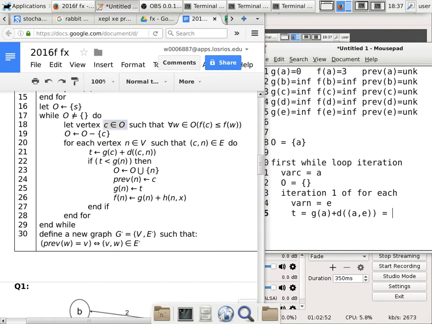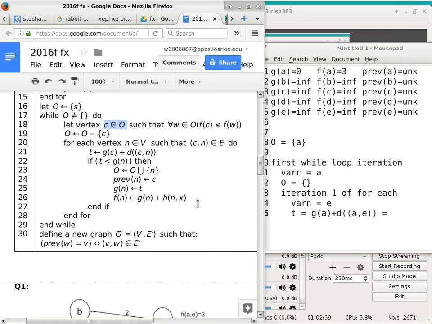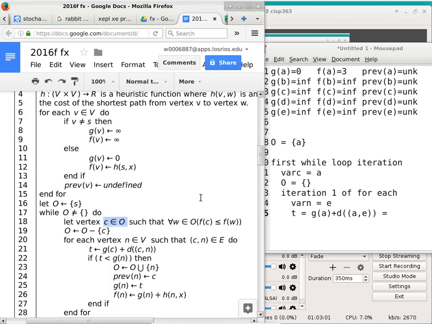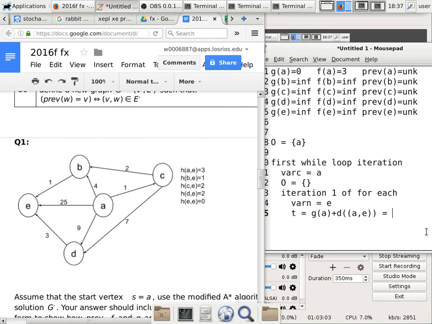G of A is 0. And the edge, we just saw the edge. What is the cost of the edge AE? 25. Okay, so what is 3 plus 25? Oh, 0 plus 25, sorry. Just 25. Cool.